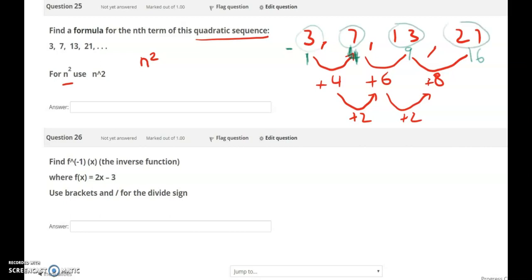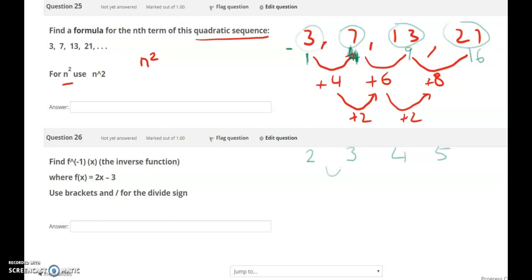So 3 take away 1 gives us 2. 7 take away 4 gives us 3. 13 take away 9 gives us 4. 21 take away 16 gives us 5. So we've removed the n squared. Now what is left is a linear sequence. So we'll treat this as a linear sequence.